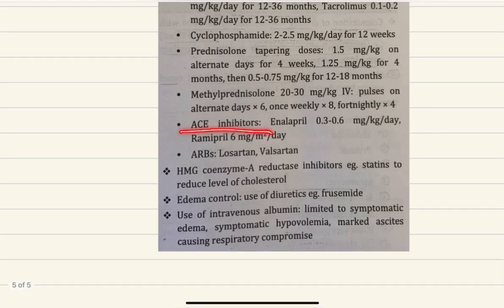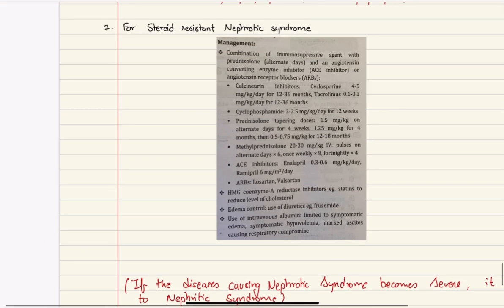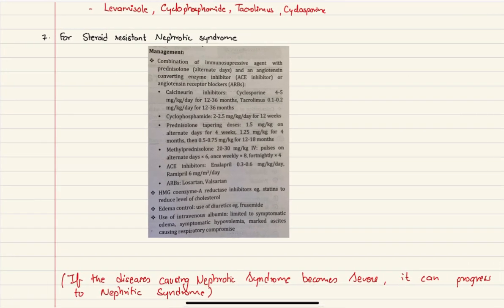Then on ACE inhibitors, we can use enalapril, ramipril, and ARBs, we can use losartan, valsartan, and all these other kinds of drugs can also be used. Okay, so we also give IV albumin, which is limited to the symptomatic edema, symptomatic hypovolemia, marked ascites causing respiratory compromise. So that's how we manage nephrotic syndrome.